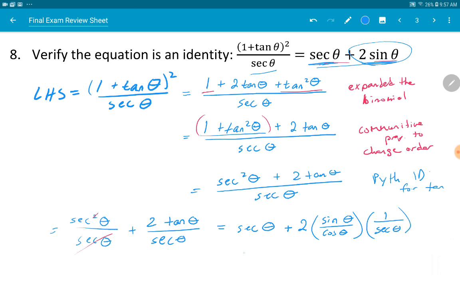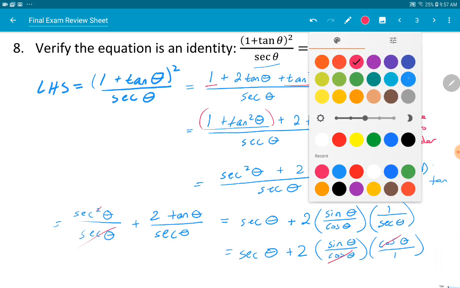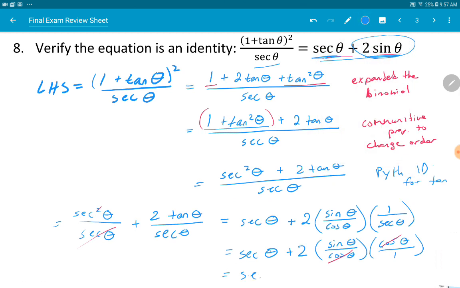so it's actually like 1 over secant theta, and that is cosine theta. And I can put that over 1 if I want. So that way it looks like my cosines will cancel and I'm left with just sine, which gives me what I have on the right-hand side, secant theta plus 2 sine theta. And that equals what I have there on the right side, and that verifies that identity.